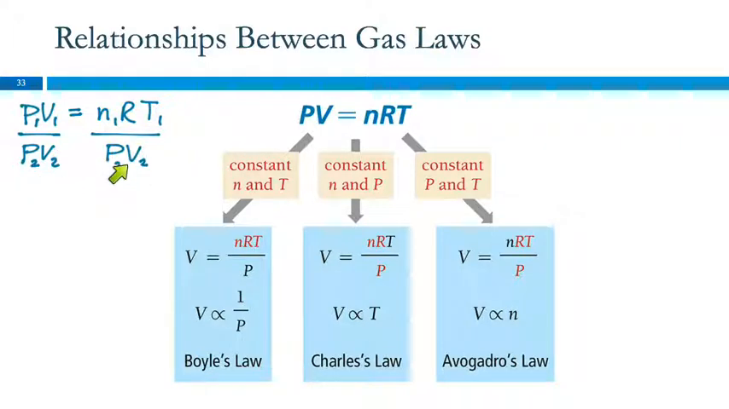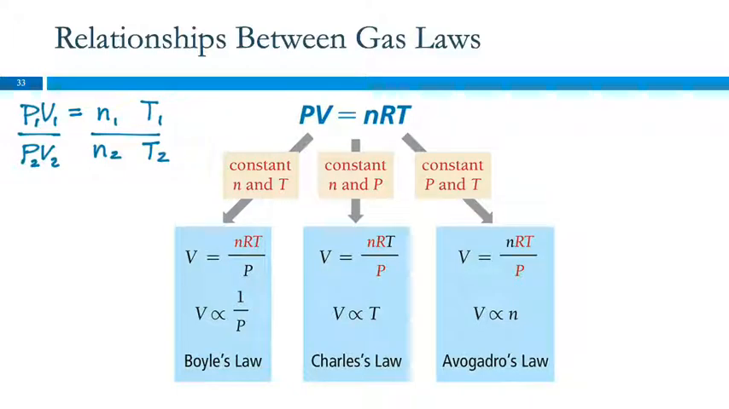But I know that P2 V2 is equal to n2 R T2, because that's just another statement of the ideal gas law. So what I'm doing is taking one ideal gas law and dividing it by another one. One's on the top, two's on the bottom. And from here, you can make any gas law that you need. Obviously the R's are going to cancel out because they are constant. So R is equal to R, and so those cancel out.